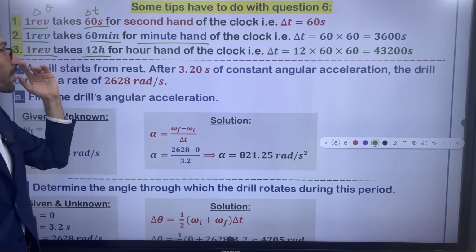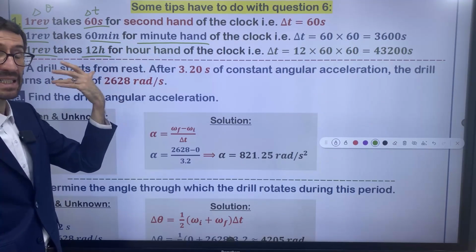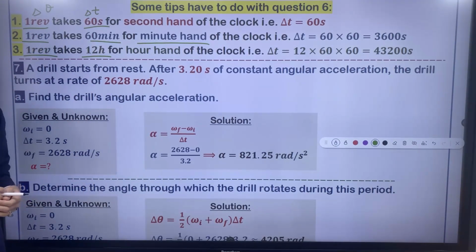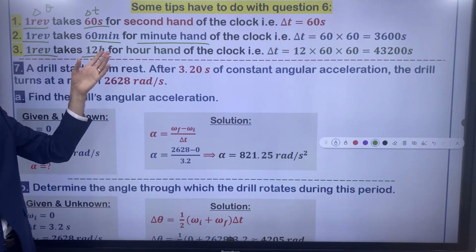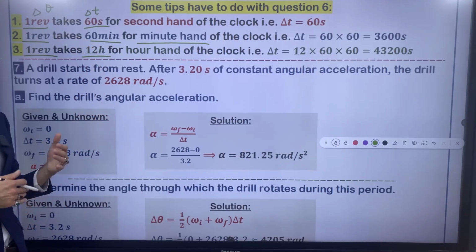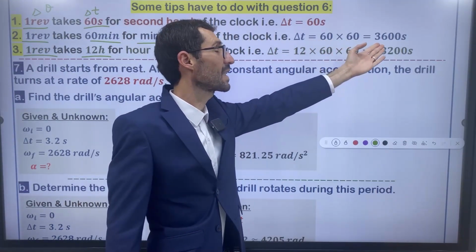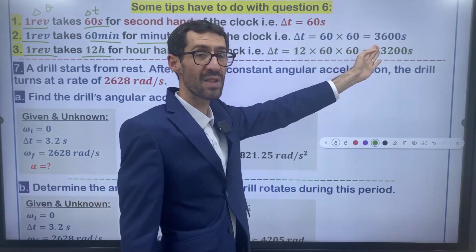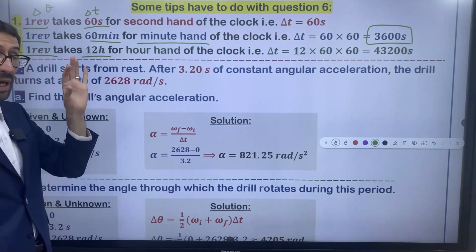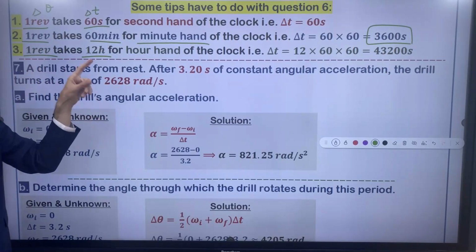For example, about the second case, you know that in SI, the International System of Units, we are not allowed to use minutes for time interval. You have to convert it to seconds. How do you convert minutes to seconds? By multiplying 60 by 60, and you get 3600 seconds. This is the time interval for the minute hand to take one full cycle.